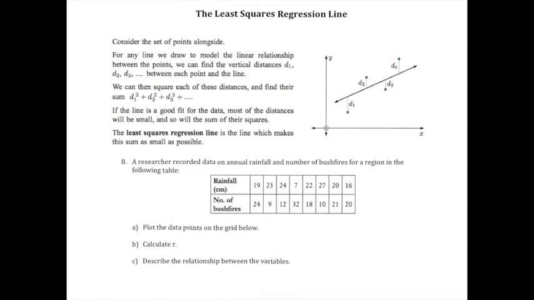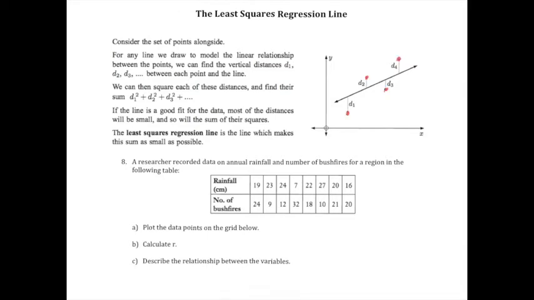So last time we talked about the line of best fit. Now we're looking at a similar type of line, but it's a little more complicated, which is why we use the calculator to figure it out for us, which is great. It's called the least squares regression line. Consider the set of points alongside.